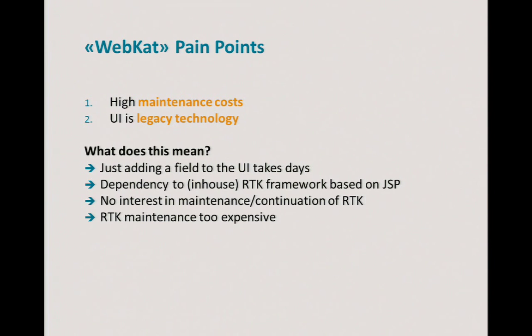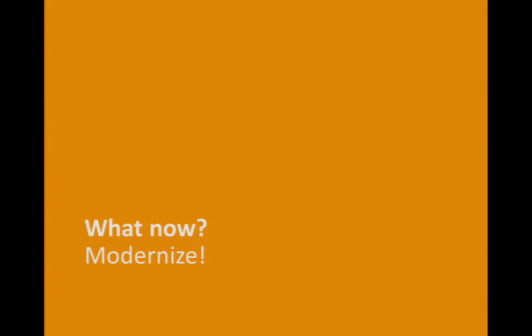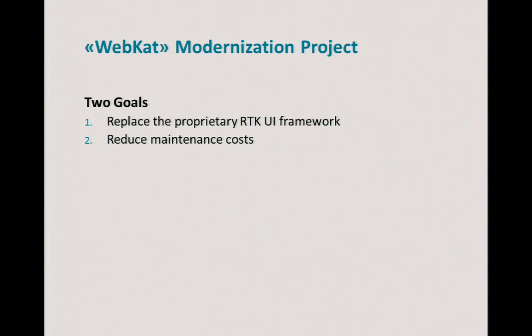Also, maintenance, I have already said, was too expensive, and basically they also had the desire to move away from the JSP technology. So what now? We have heard it before. The goal was to modernize the existing application. And the project we set up had two goals: get rid of the RTK UI framework and reduce the maintenance costs.